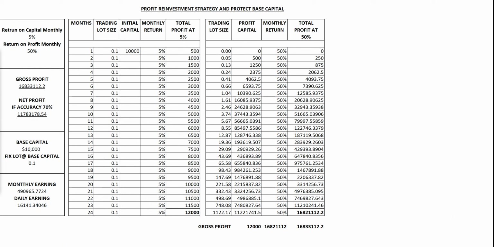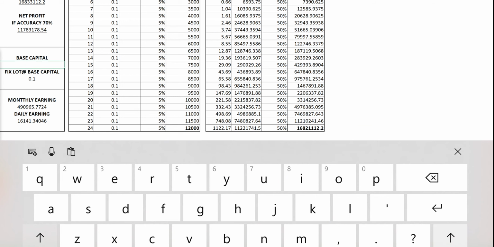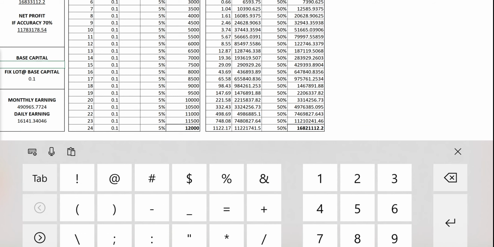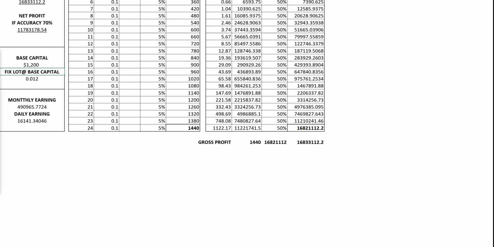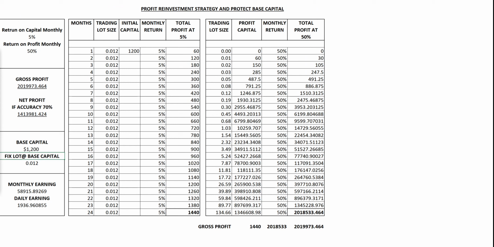These are very simple mathematical statistics and calculations. You can see here we are trading 50 on the profit, and running the profit to make you a millionaire. We don't want you to put your capital at risk. The same thing we can also say if you started with a $1,200 base capital that we have kept here, and the fixed lot size would be 0.012.